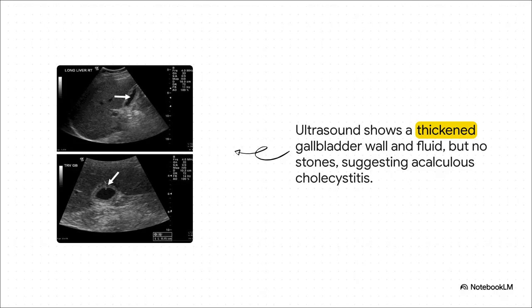And this is what it might look like. In this ultrasound, you can see all the signs of an angry gallbladder. The wall is super thick, there's fluid around it, but look closely. What's missing? No stones. This is a very unhappy gallbladder in a very sick patient.